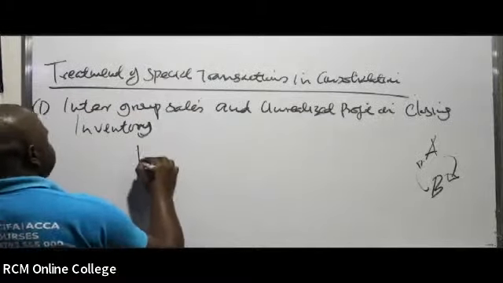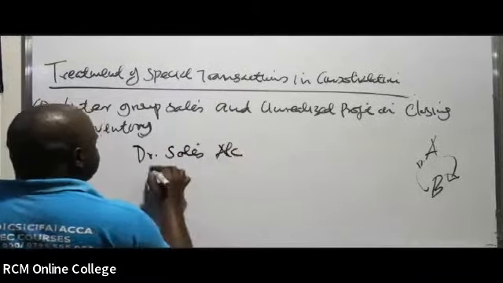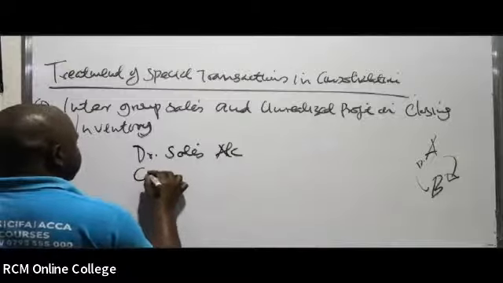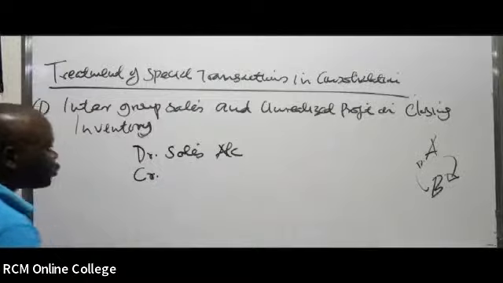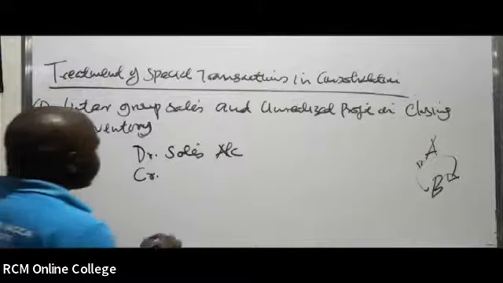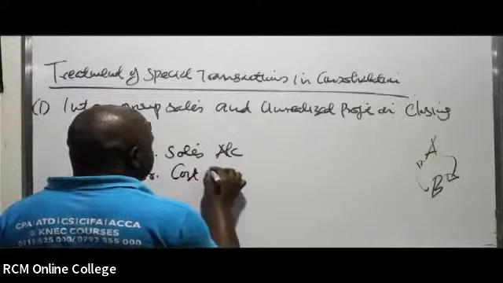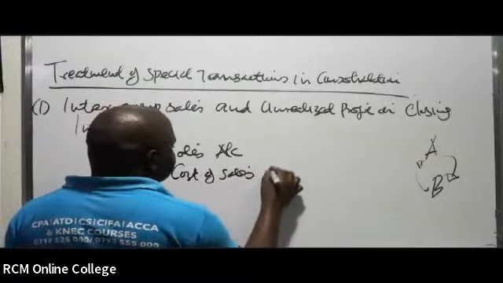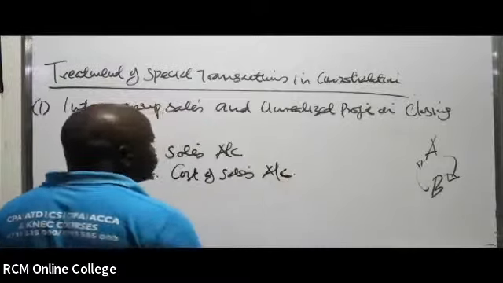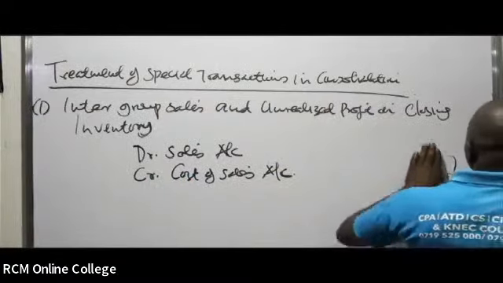So in this case, you debit the sales account. In this case, you credit what? You credit the cost of sales. You credit the cost of sales account. So in this case, what will be happening?